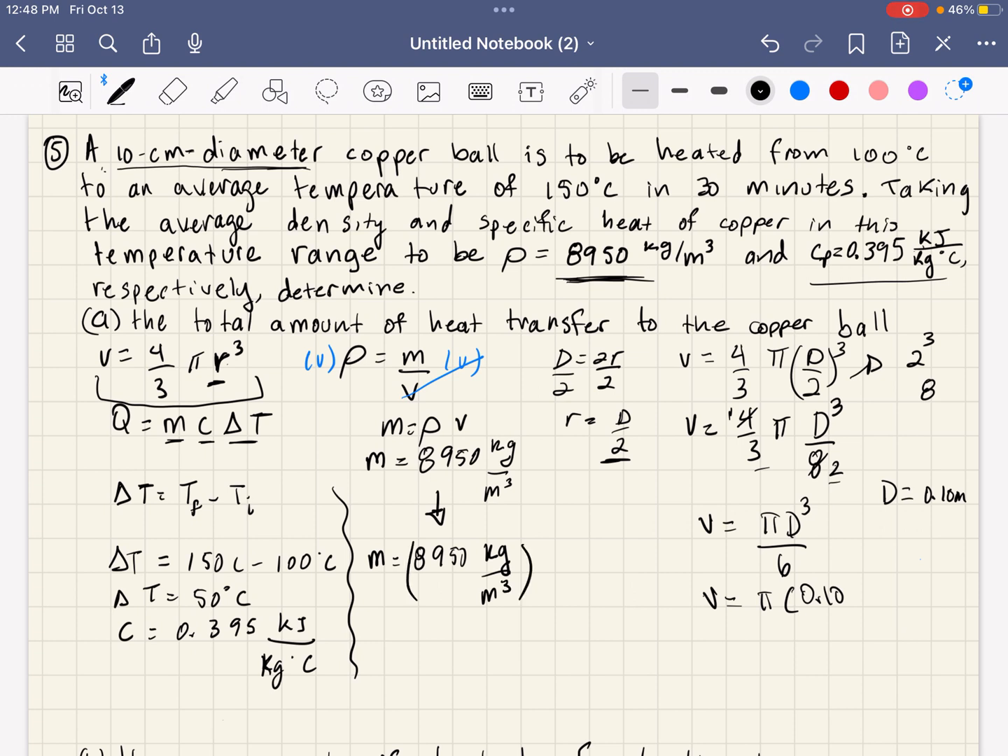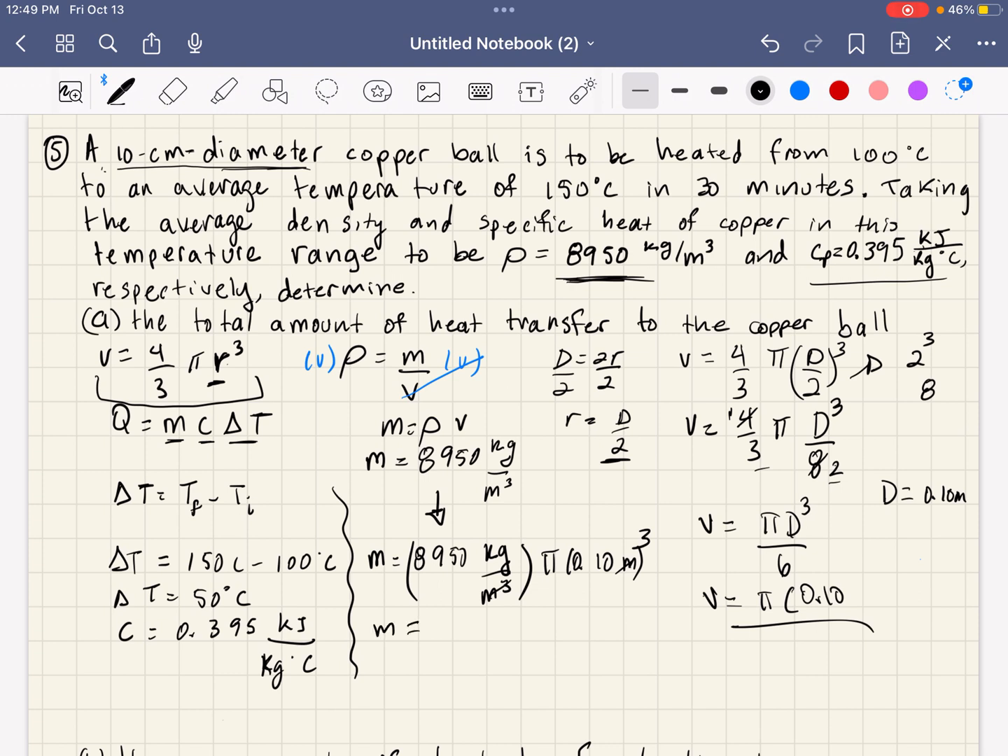Okay. Now we found out that the volume, which is what I was going to do over here, is just pi times 0.10 meters, raised to the third. Now, once we multiply these two together, we will be able to find what the actual mass is. And you'll be able to see that meters cancel out. Okay, and that's because m raised to the third is just m cubed.